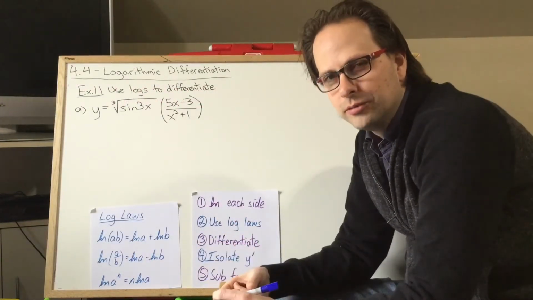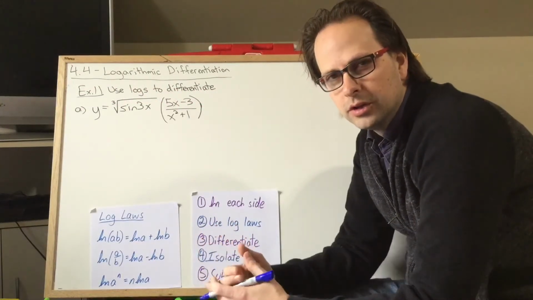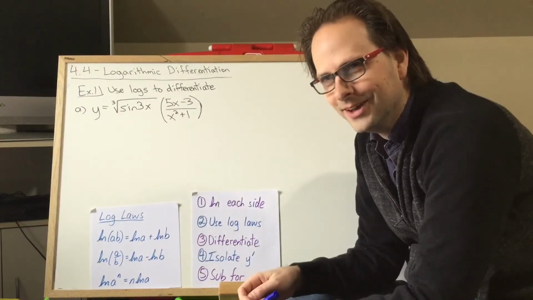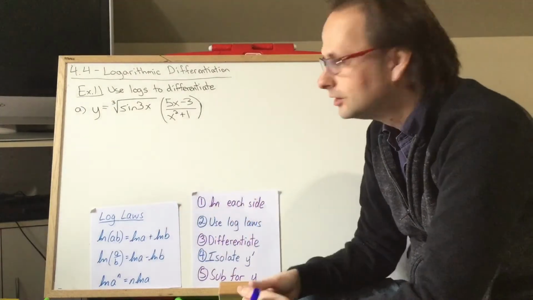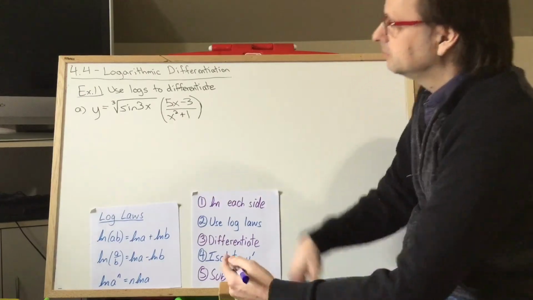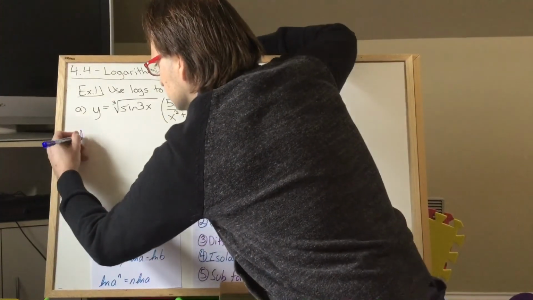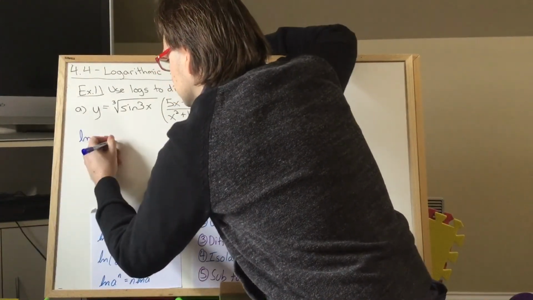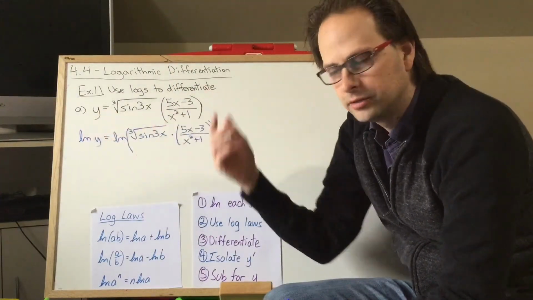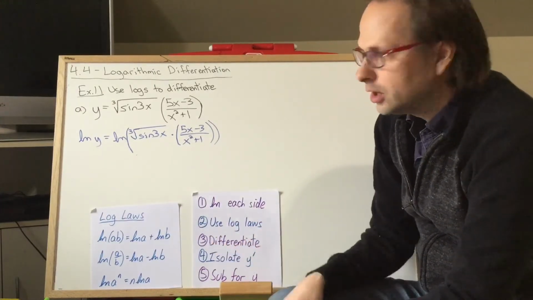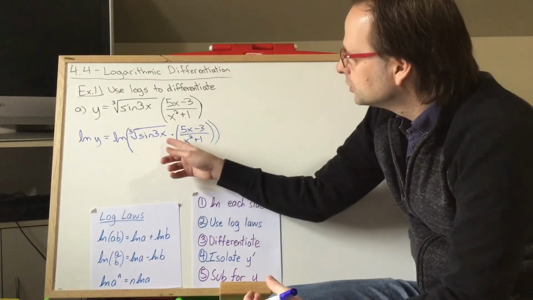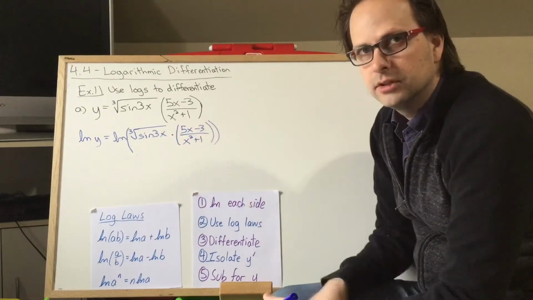In this question, we have 2 clues as to why we should use logarithmic differentiation. Number 1, it says use logs to differentiate. Number 2, it's a mess. So let's follow our steps here. First step is just take the natural log of each side. There we go. Some people will just write ln in front of the question itself. Next step, use log laws until you can't use log laws no more. So the first thing I notice here is that there's some multiplication. Let me deal with that.